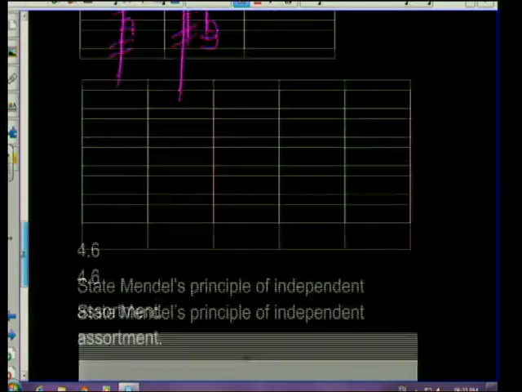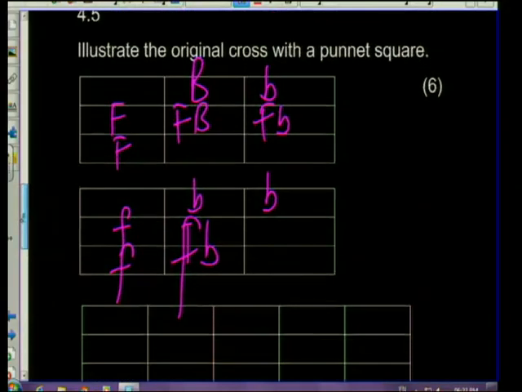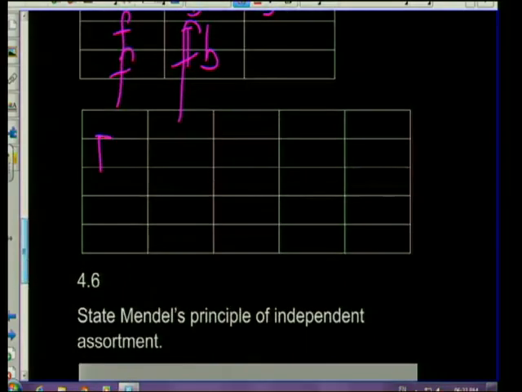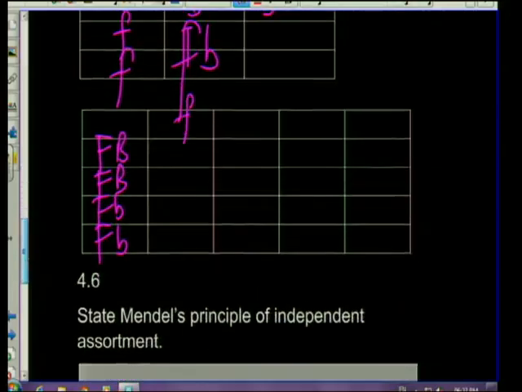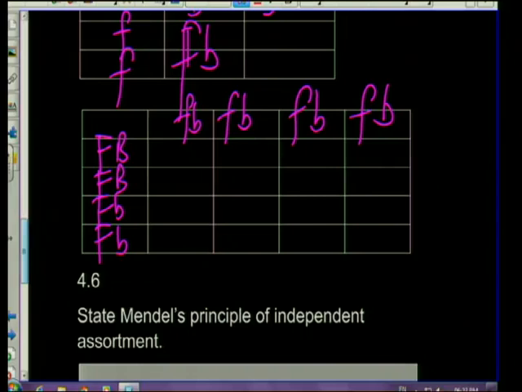So if we put it together now, we've got capital F, capital B, capital F, capital B, capital F small b, capital F small b. That was from the rooster. From the hen, we're only getting small f small b, small f small b, small f small b, small f small b. So there's only two types that we can get from here. If we take this one, we can get one. Obviously, these two give you the same.